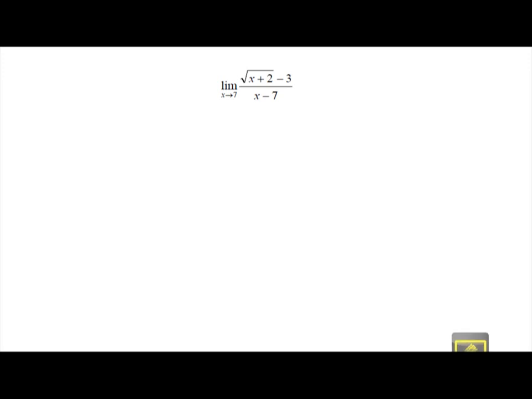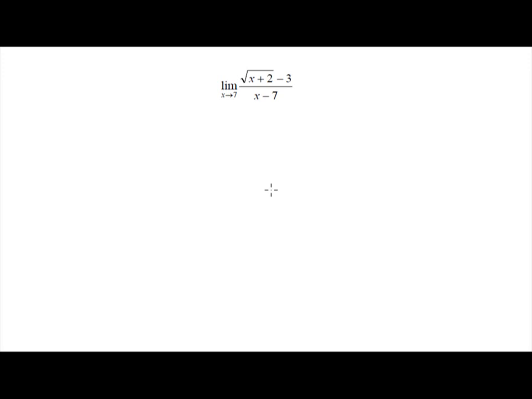Hi there, this is another example on finding the limit of a function as x approaches a given number. And this one involves radicals. Okay, so there's a square root of x plus 2 minus 3 over x minus 7.